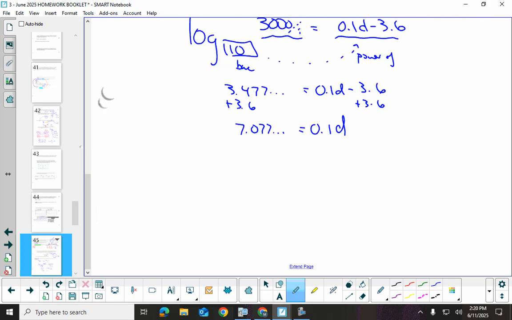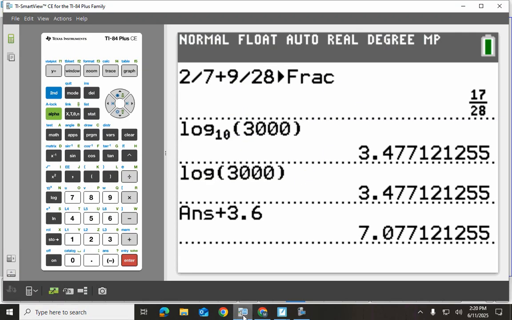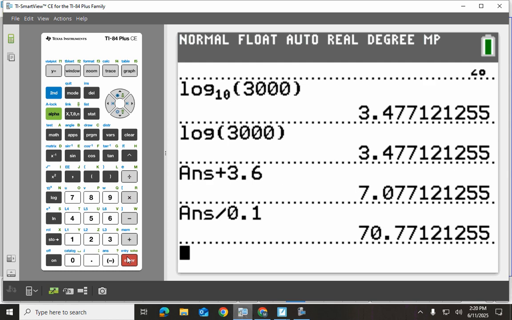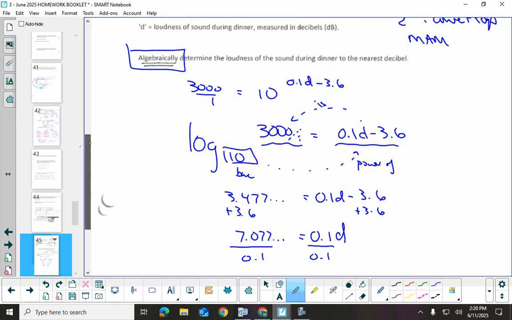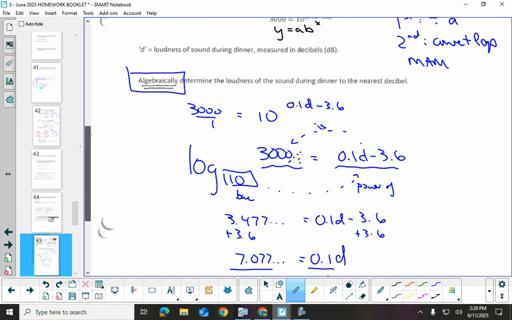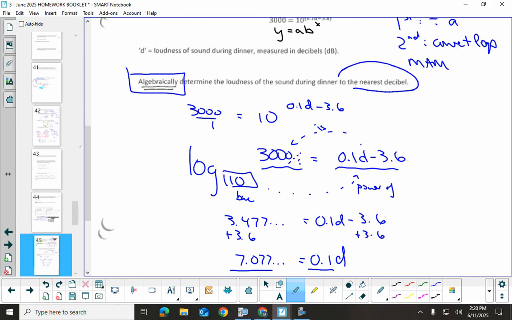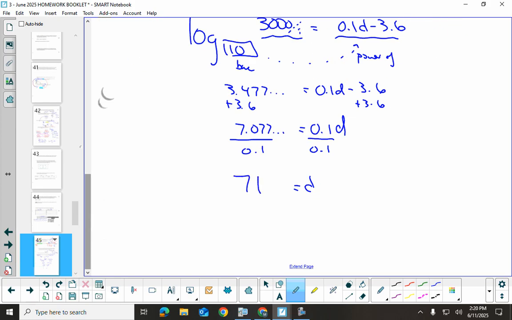And then divide both sides by 0.1. And since this is my last step, now I can round the answer. So I've got 70.77. What did it ask for? To the nearest decibel. So that's a whole number answer. So that's 71.